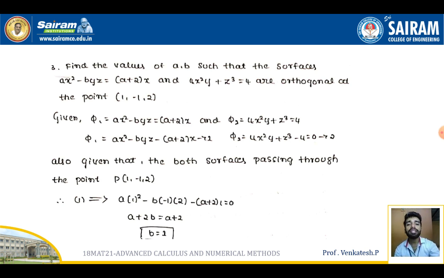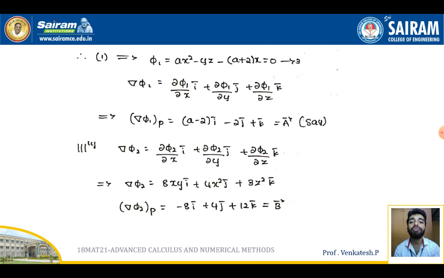Now since it is given that the surfaces are orthogonal, I'll have del pi 1 dot del pi 2 equal to 0. So for that I need to estimate the values of del pi 1 and del pi 2 here. Pi 1 will be equal to ax square minus byz minus of a plus 2 into x is equal to 0. So find grad pi 1 here: dou pi 1 by dou x into i cap plus dou pi 1 by dou y into j cap plus dou pi 1 by dou z into k cap. So at the point P, after differentiating this, I'll be getting a minus 2 i cap minus 2 j cap plus k cap. Call this equation number A.